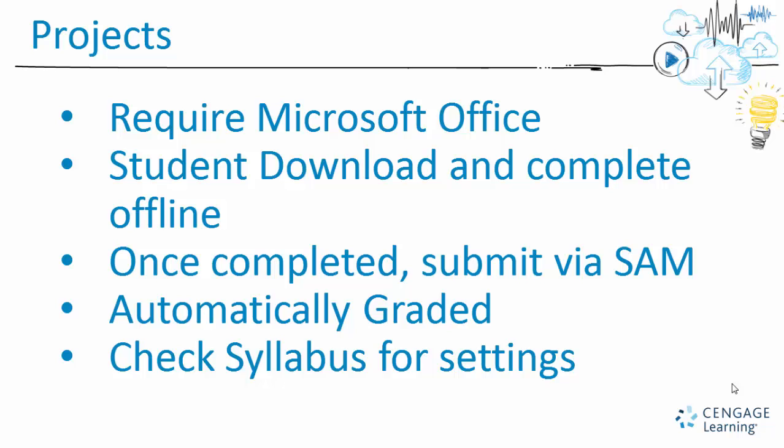The students basically download the project and they complete it offline. Once they complete the project, they return back to the link within Blackboard for SAM to submit that project. The projects are automatically graded. And I would suggest that you check your syllabus for the settings that the course developer set when they assigned these projects for your students, just so that you can be aware of the settings for your particular course. Let's go into Blackboard and take a look at what a project looks like.